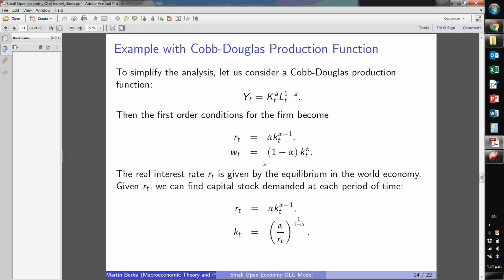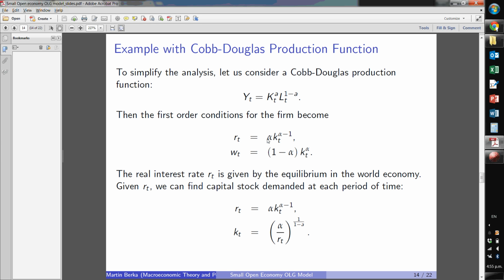Given the interest rate, and assuming that r is exogenous, I can express k as a function of r in the first equation. So what I do is divide both sides by alpha. Then I get r over alpha on the left-hand side, and k to the alpha minus 1 on the right-hand side. Now alpha is between 0 and 1, so alpha minus 1 is actually a negative number. So a better way of writing it is to raise the whole equation to the power of minus 1, and that's what I get in this last line.